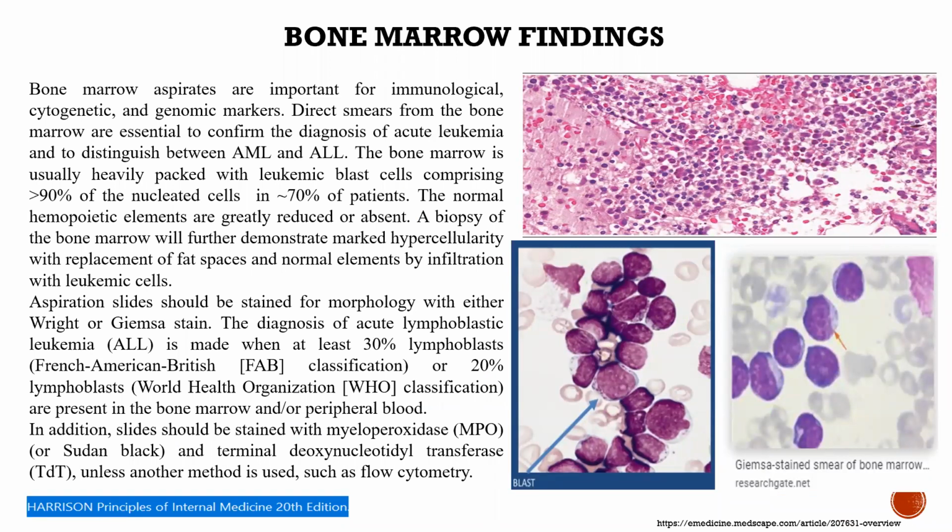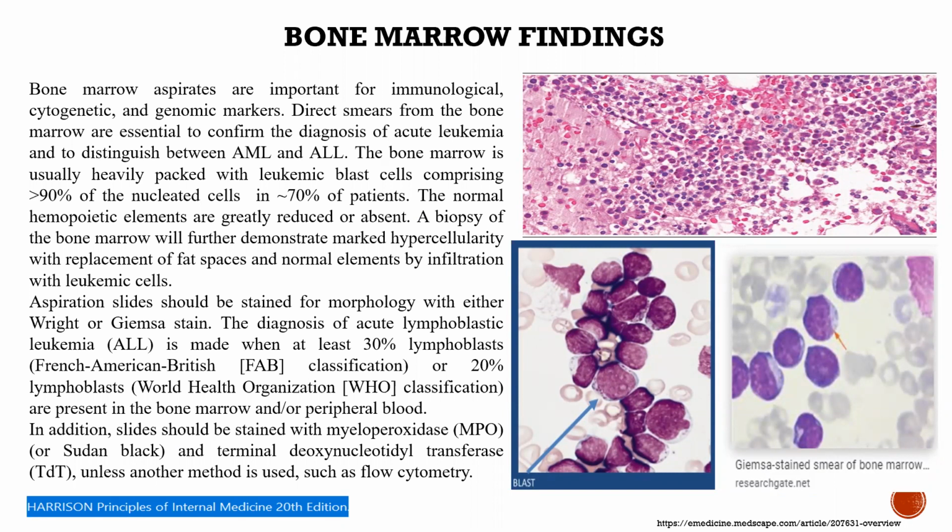Bone marrow is pretty important for immunological, cytogenetic, and genomic markers. Direct smears from the bone marrow are essential to confirm the diagnosis of acute leukemia and distinguish between the myeloid and lymphoblastic types. The bone marrow is usually heavily packed with leukemic blood cells, comprising more than 90% of the nucleated cells in around 70% of the patients. The normal hematopoietic elements are greatly reduced or absent. A biopsy of the bone marrow further demonstrates marked hypercellularity with replacement of the fat spaces and normal elements by infiltration with leukemic cells.